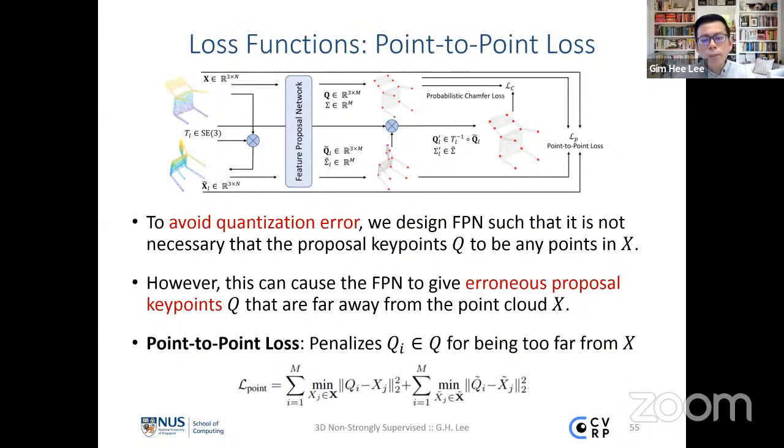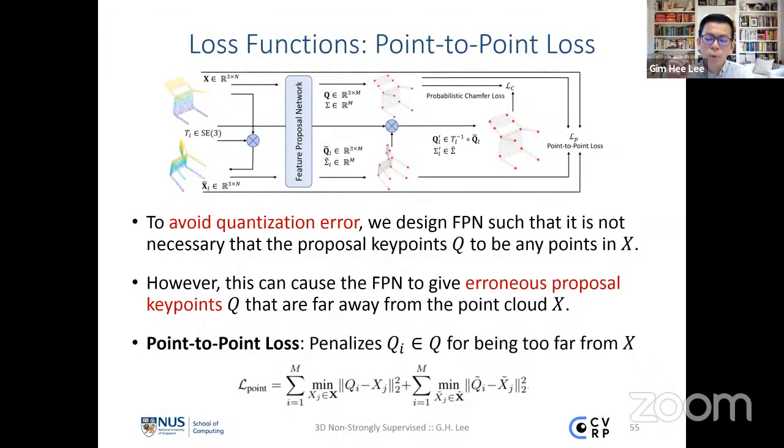Now, it's not sufficient to enforce only the probabilistic Chamfer loss, because in our USIP, in comparison to our previous work on 3D FitNet, where if you still recall, we actually enforce the key points to be in the point cloud.